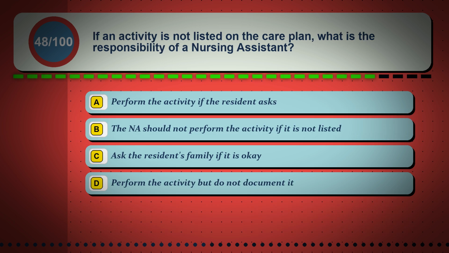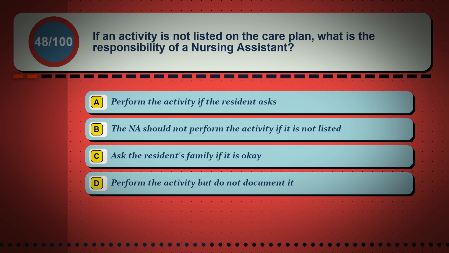Question 48. If an activity is not listed on the care plan, what is the responsibility of a nursing assistant? Option A, perform the activity if the resident asks. Option B, the NA should not perform the activity if it is not listed. Option C, ask the resident's family if it is okay. Option D, perform the activity but do not document it.